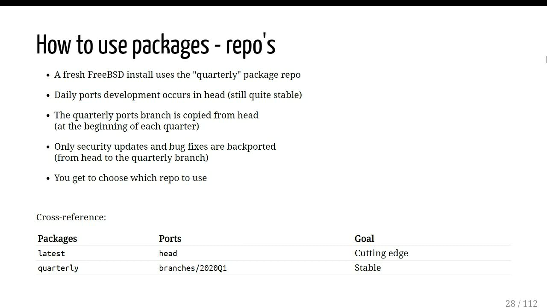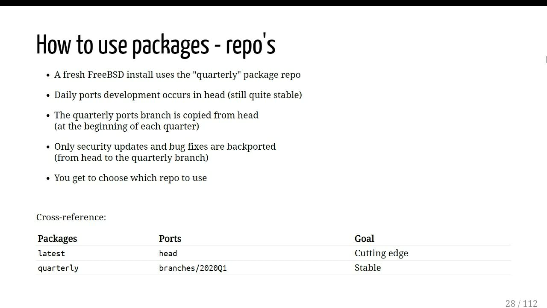So if you're the type of person that prefers things to be stable and you don't really want to be pulling down the new version of GNOME and Firefox every single day, because system administration is supposed to be a background task, not necessarily the way you use your computer daily, then quarterly is probably for you. If you're the type of person that wants cutting-edge packages, then you can get that too. You just use the latest branch.